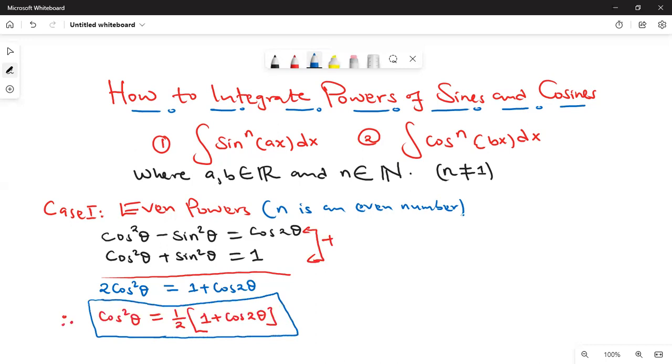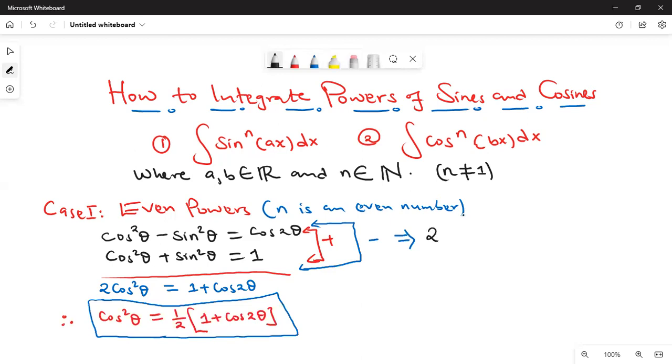Again, what if you want sine squared theta? What are we supposed to do? Now, instead of adding, let me subtract. So what will I get if I subtract? I am going to get this. It's like I'm taking equation 2 minus equation 1.